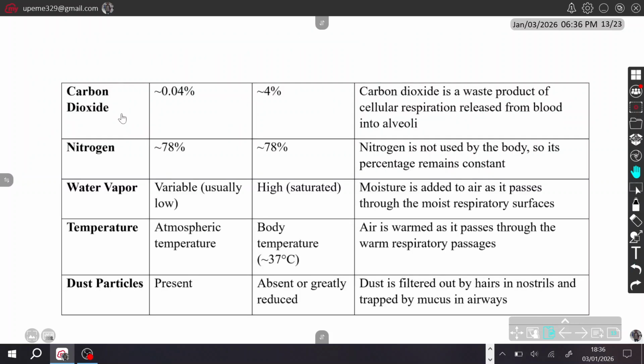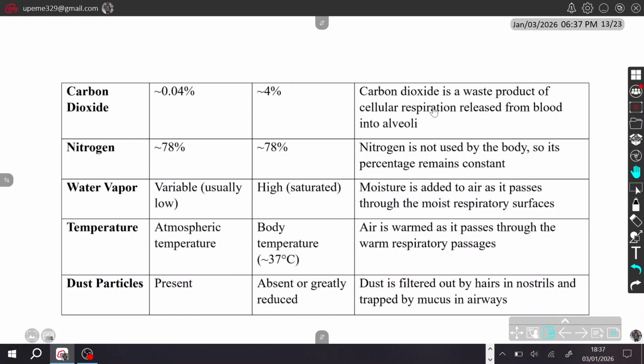Then let's talk about carbon dioxide. The air we breathe in has about 0.04% of carbon dioxide. The air we breathe out has got about 4%, so it is more.